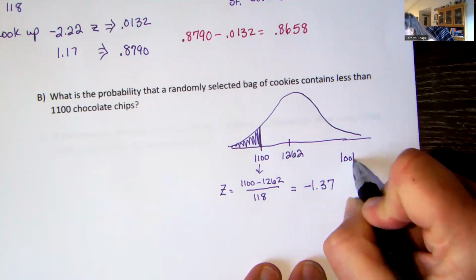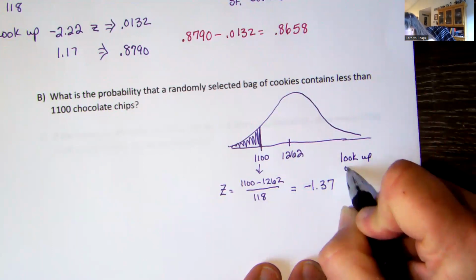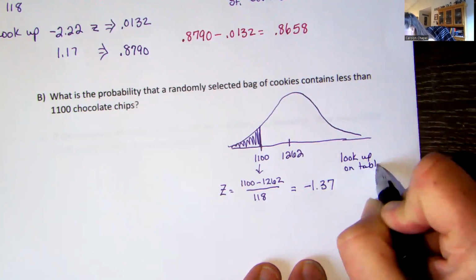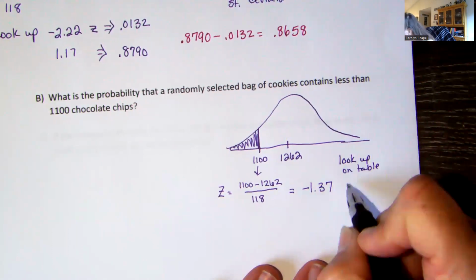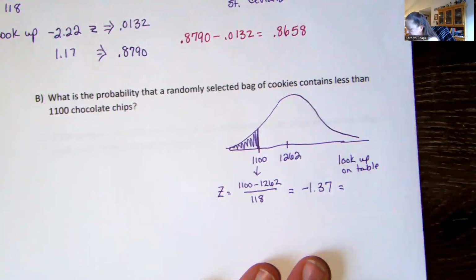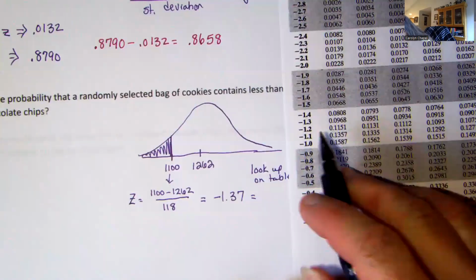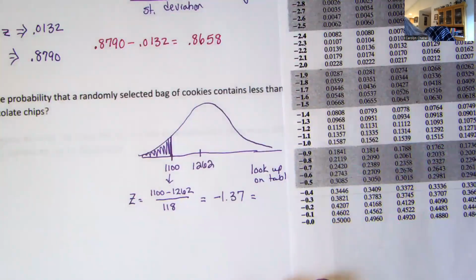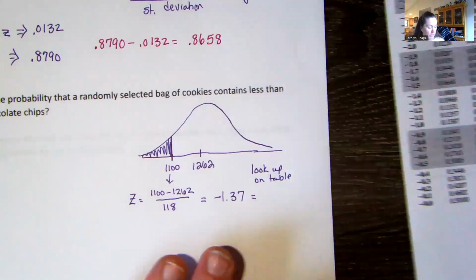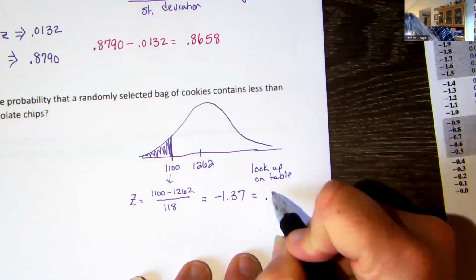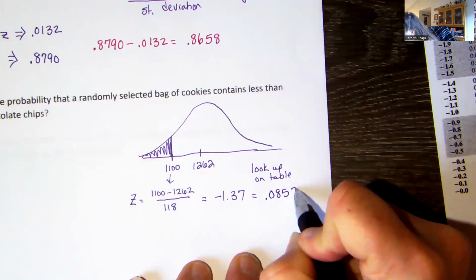Our next step is we're going to look this up on our table. And remembering this is a z-value. So a negative 1.7 is 0.0853.